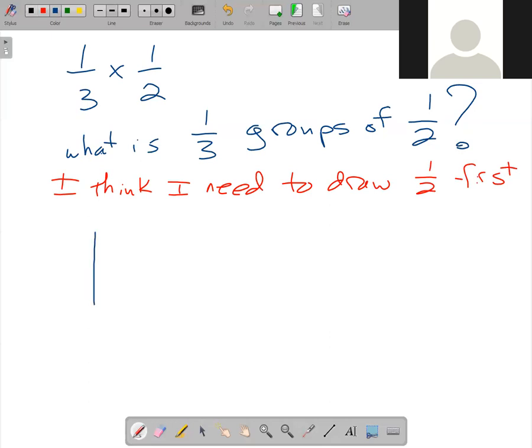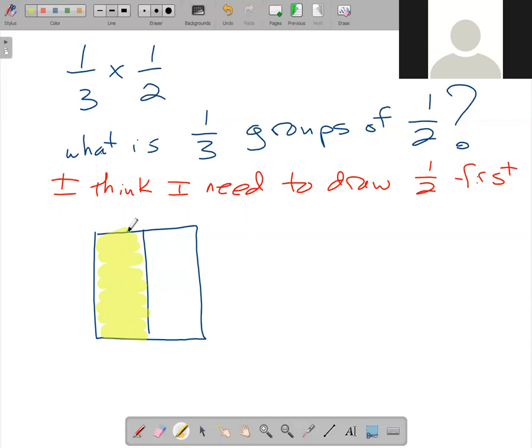Draw a whole, and again, I like squares. If you like circles or hexagons, feel free to use those. We will try hexagons in a minute. And 1/2. Boom. There's 1/2. Now I need to take 1/3 of that group of 1/2. Can we do that? How? What should I do?